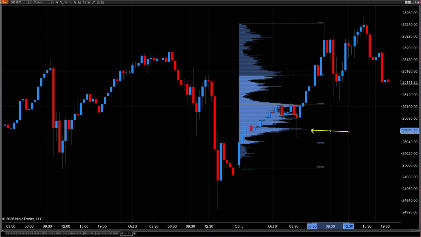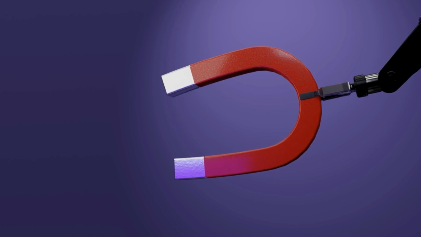One of them could be other high volume areas. But more importantly, in this example, I was looking at the low volume node or the minus development area. Now, the reason this area is significant is the first time the market comes into it, we expect the market to either bounce or consolidate around this area. And this quite often will act as a magnet.